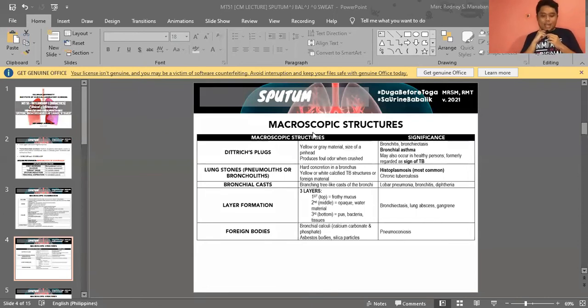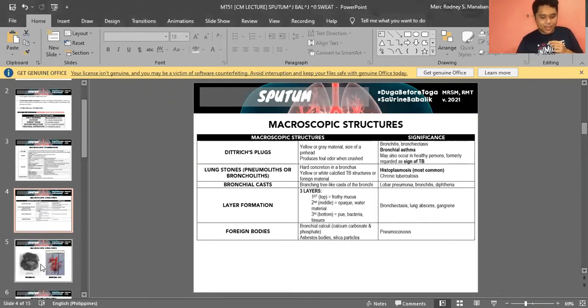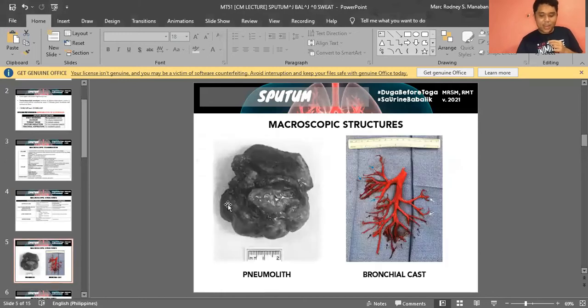Once you inhale foreign bodies, of course, they may form microscopic structures when you examine sputum. Here are pictures. This is the pneumolith, it looks like a stone. And this is the bronchial cast. As you can see, it takes the shape of your bronchi. It's not the bronchi itself, but a cast.